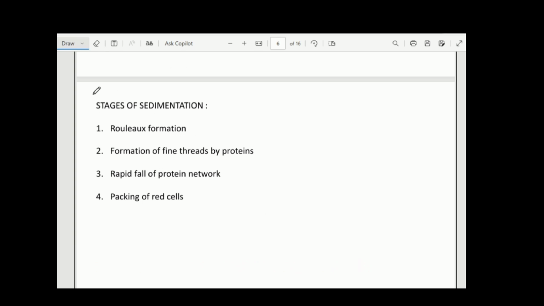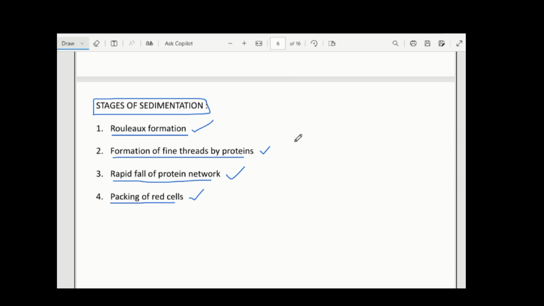So what are the stages of sedimentation? First, rouleau formation, then formation of fine threads by protein, third, rapid fall of the protein network, and finally packing of red cells. Every step has its own time, as we are measuring over 1 hour. Rouleau formation is the first 15 minutes. The next 15 minutes is the formation of fine threads by protein. The next 15 minutes is rapid fall of the protein network, and the last 15 minutes is packing of the red cells. These are the stages of sedimentation.